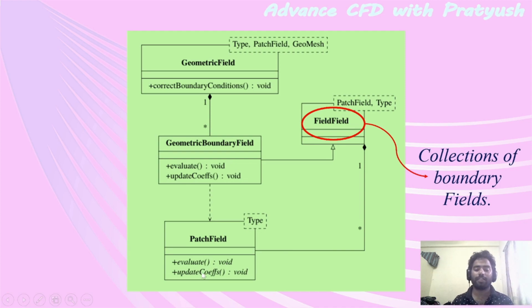That is why it is called a patch field. This patch field can be of different types, like the point patch field or the FB patch field. Now this is the boundary field class, which takes this FB patch field or point patch field, and it is going to use the evaluate function and the update coefficient function. The definitions of these two functions you can find in both classes. Let me go to the source code, then you will understand in more detail.